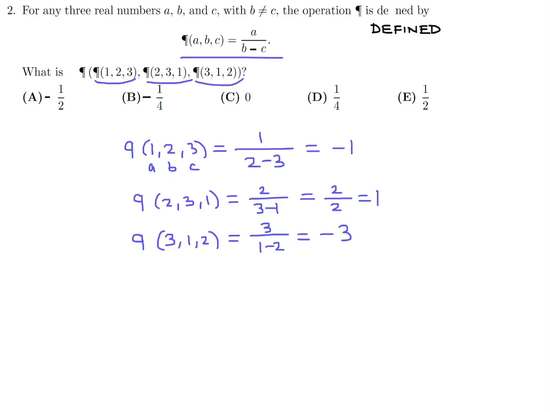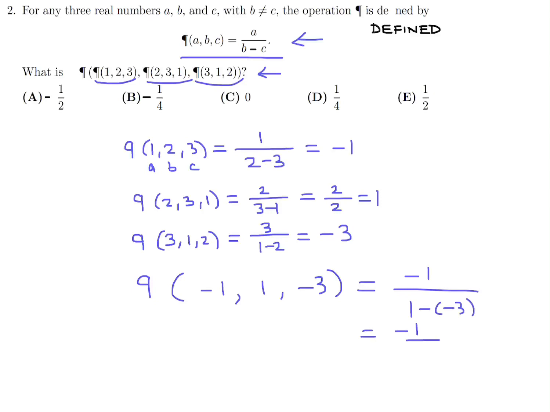So this basically now becomes the symbol of negative 1, 1, and negative 3, like that. And then we apply our operation once more, and we'll get negative 1 over 1 minus 3, like that. So negative 1 over 4. And that's it. So number 2, the answer is B.